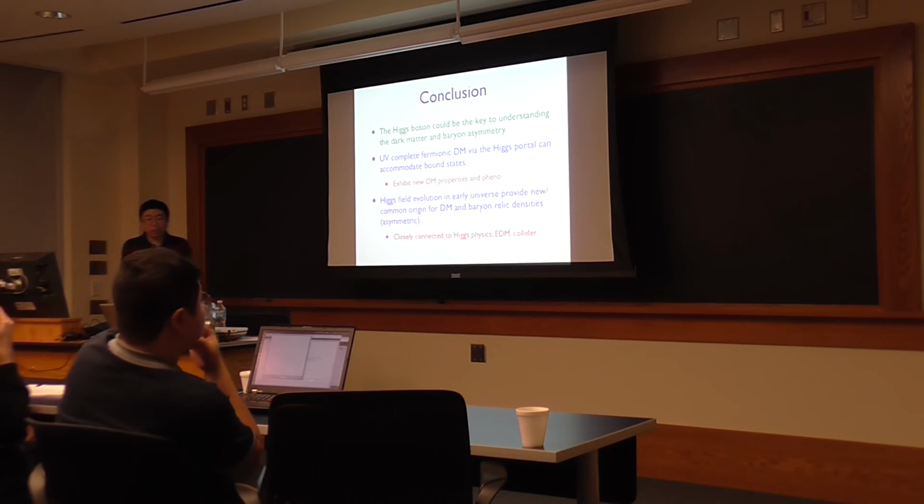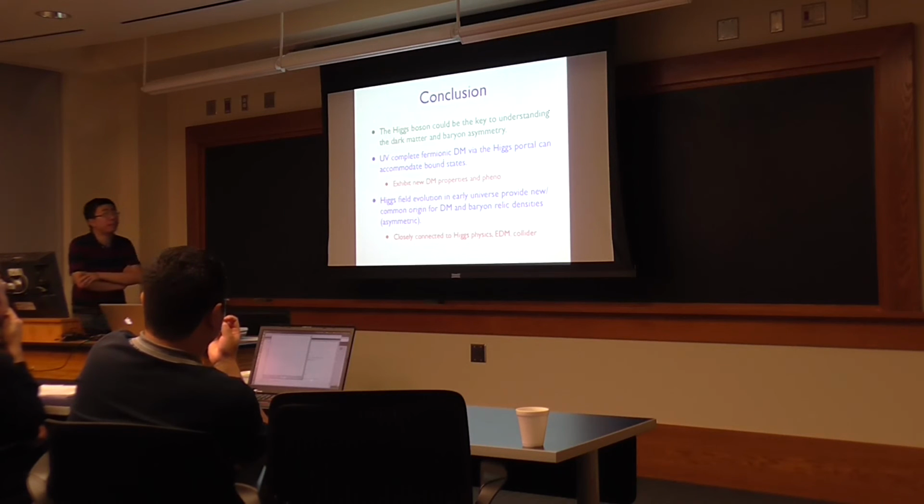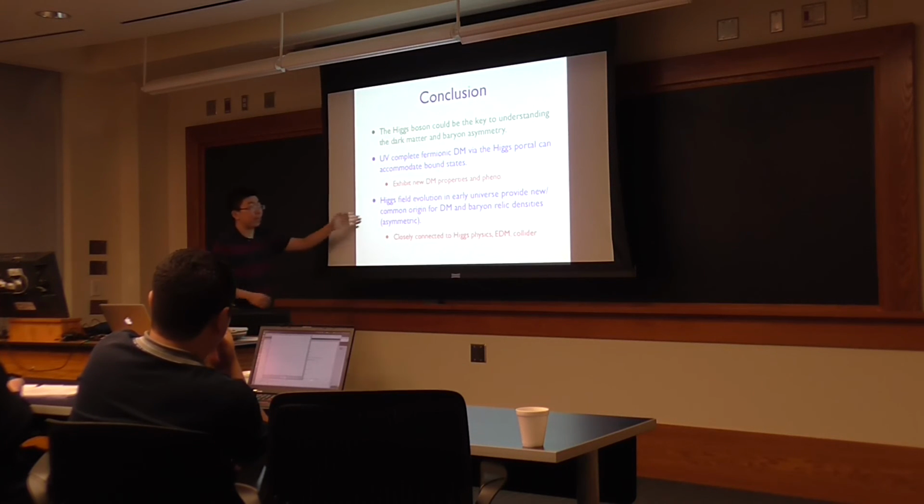To summarize this talk, I have discussed the possibility that the Higgs boson is the key to understanding the nature and origin of dark matter and the baryon asymmetry. I talked about two possibilities. The first one is the UV completion of a fermionic dark matter model through the Higgs boson, and I talked about bound state properties and possible phenomenology. Another direction is the Higgs field evolution in the early universe. It can give common origins for dark matter and the baryon asymmetries. So these are all connected to each other.